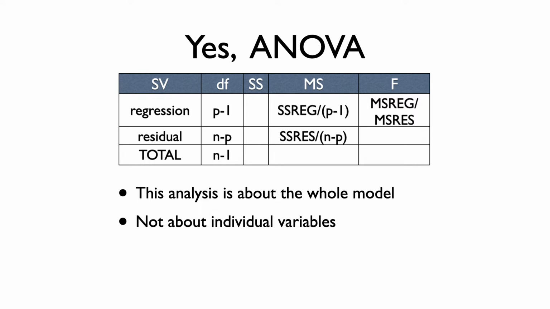The question you want to ask here is, what about individual variables? Are they explaining a significant amount of variance? Because the regression model is the sum of its parts, literally. It's the sum of b sub 1 times x sub 1, plus b sub 2 times x sub 2, plus b sub 3 times x sub 3, etc.